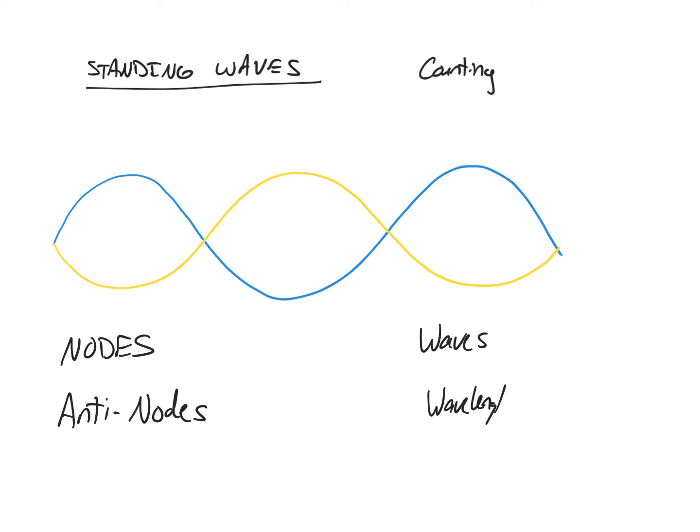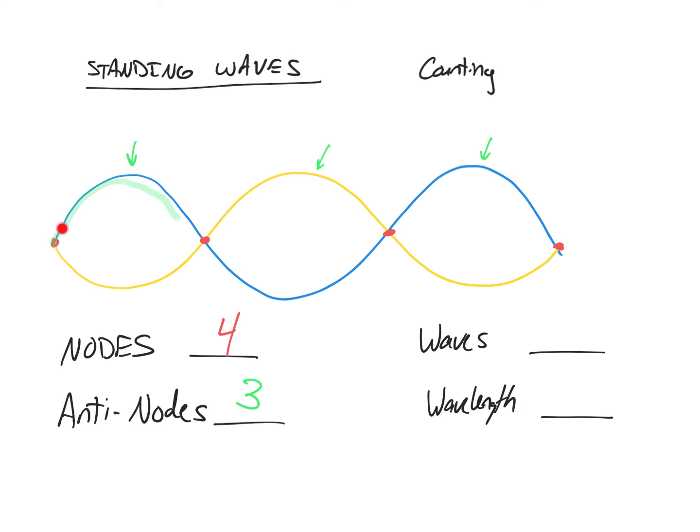So for the nodes, remember to count any point that is a destructive interference. So we're going to look at all of the places where it zeroes out. In this case, we have 4 nodes. The antinodes are the highest points of constructive interference. So in this case, we have 3 points with the highest constructive interference, therefore 3 antinodes.